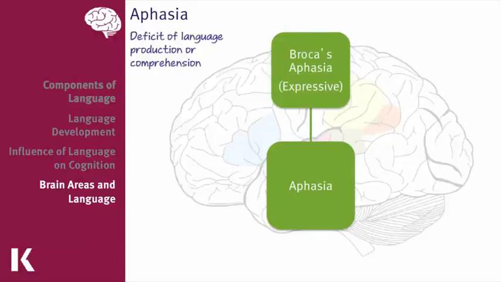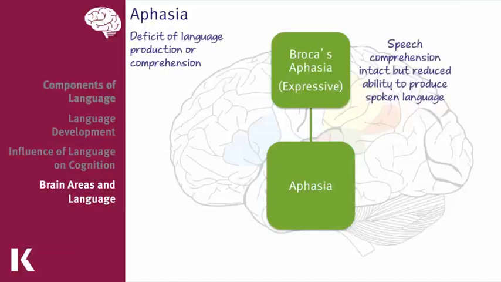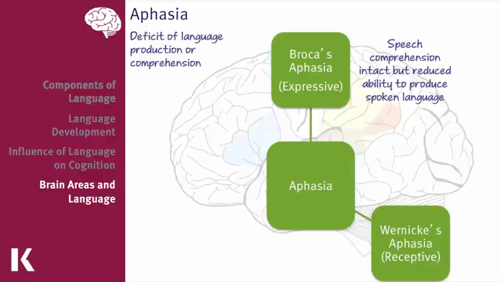In Broca's aphasia, or expressive aphasia, patients can comprehend speech but have an impaired ability to produce language. Patients might feel like every word is at the tip of their tongue, but they're unable to express themselves. In Wernicke's aphasia, or receptive aphasia, patients have lost the ability to comprehend speech, but maintain the ability to produce spoken language. Because of the loss of speech comprehension, patients tend to have nonsensical speech.